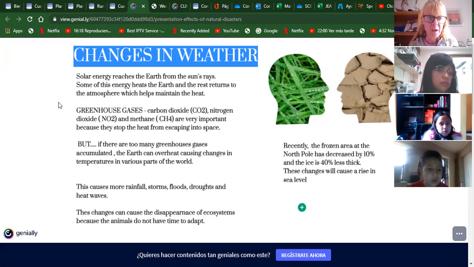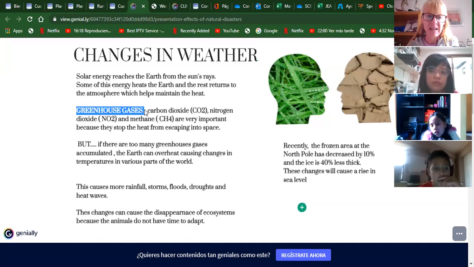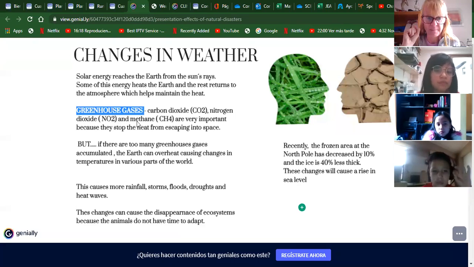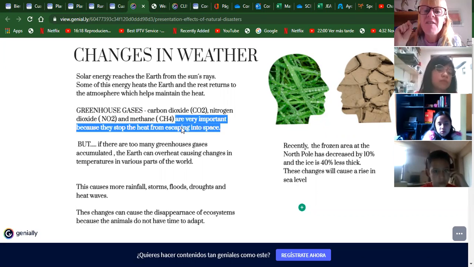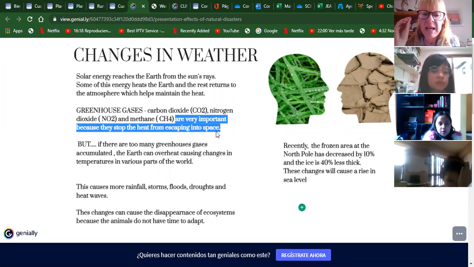But we have in the atmosphere lo que se llama greenhouse gases, gases invernaderos. Here they are: carbon dioxide, nitrogen, methane. They're very important. Carbon dioxide, which we breathe out, and we think, we don't need that. Well, we do. We do need that. Why? Very important, because they stop the heat from escaping into space.